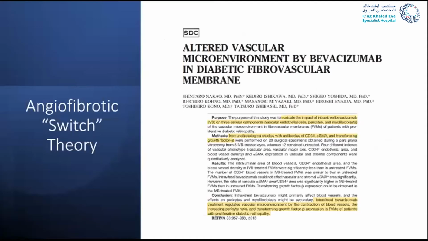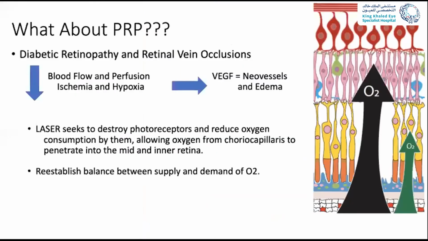Another model proposed by Nakao and collaborators determined that VEGF inhibition upregulates the expression of transforming growth factor beta. And this in turn contracts blood vessels, affecting the fibrovascular membrane microstructure and promoting fibrosis.